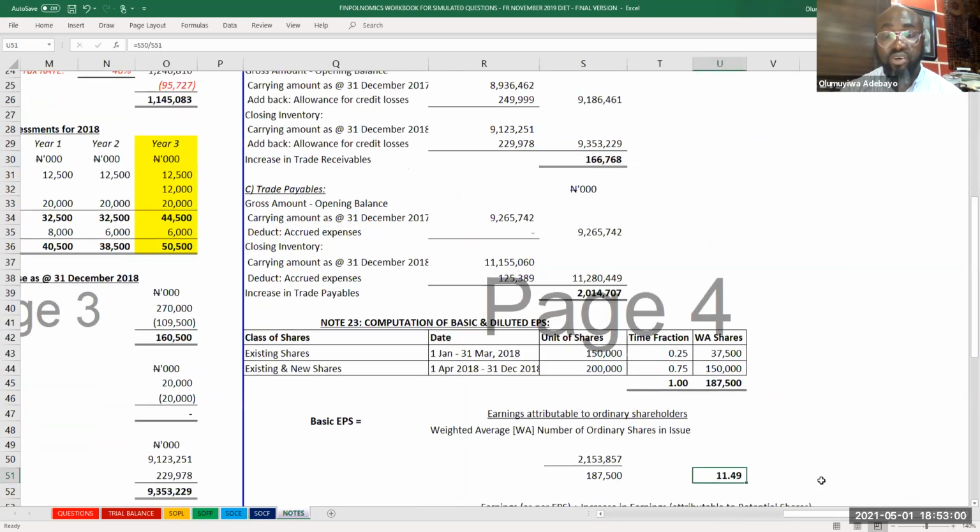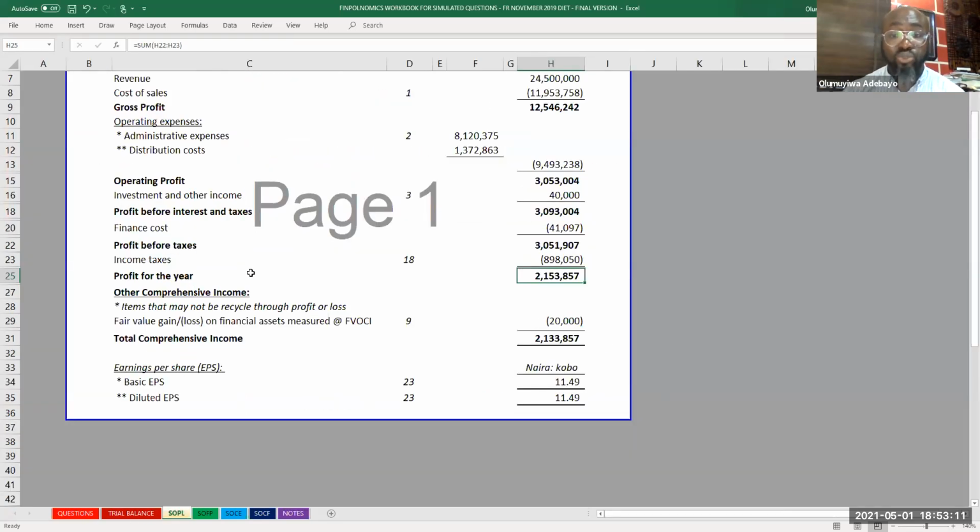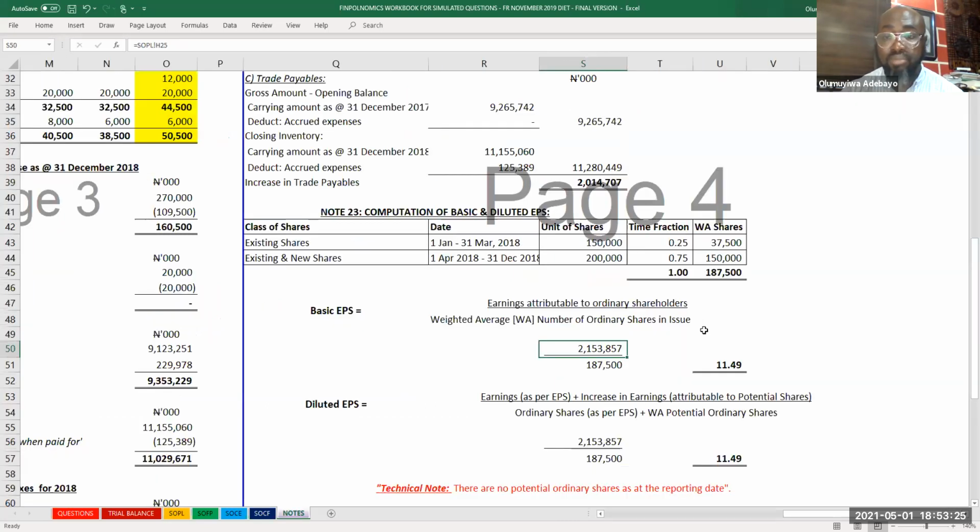note 23, which we have done before, the only thing that we didn't have then was earnings attributable to ordinary shareholders. And what is the earnings attributable to ordinary shareholders? You find it from your profit or loss, which is your profit for the year. In computing EPS, we don't consider other comprehensive income. We only compute EPS from the perspective of profit for the year or loss for the year, and which is this amount. And remember, we have discussed how we obtain the weighted average number of ordinary shares in issue.